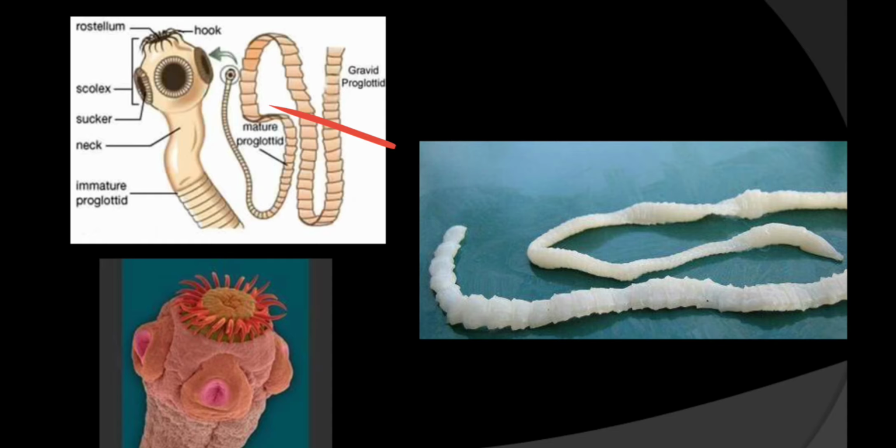So as we have learned in the previous lesson, when we were learning about the basis of classification, we saw that metamerism is the characteristic of annelids as well as arthropods and chordates, but in the tapeworm you will see pseudometamerism. Metamerism is different and pseudometamerism is different, so don't get confused here. And pseudometamerism is only seen in the tapeworm.